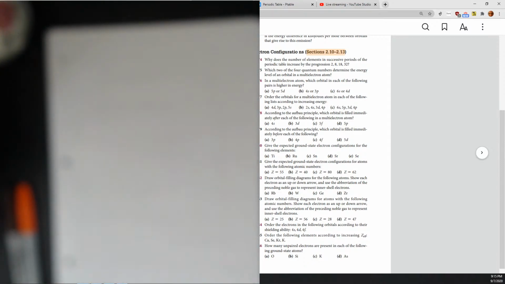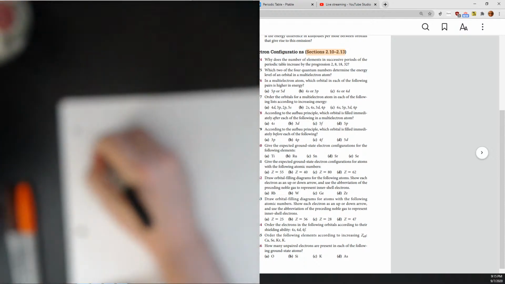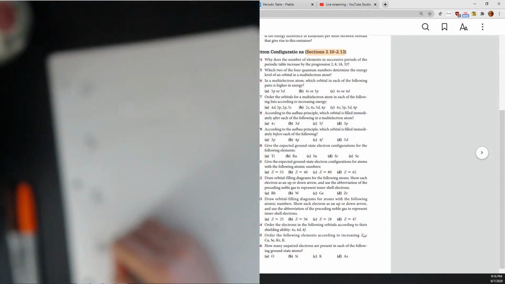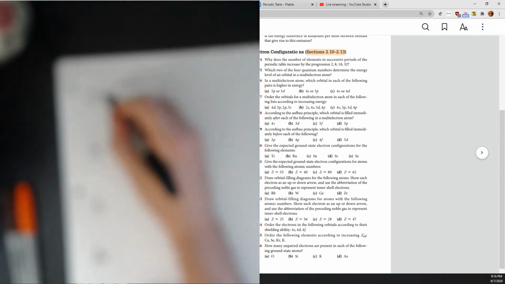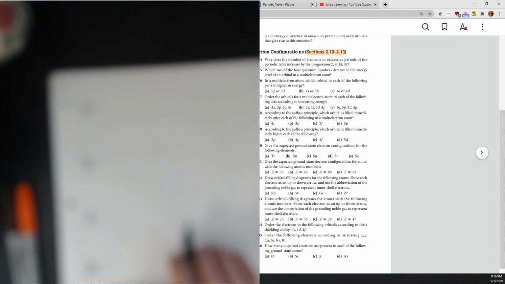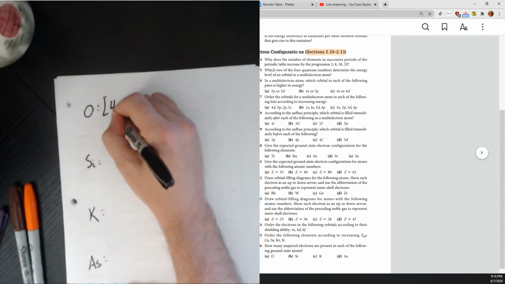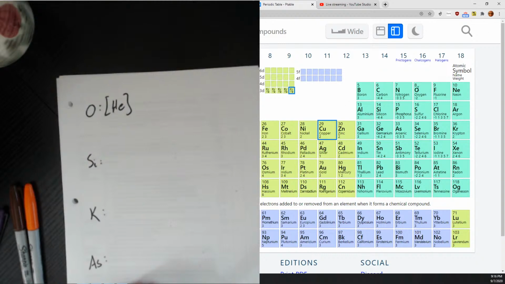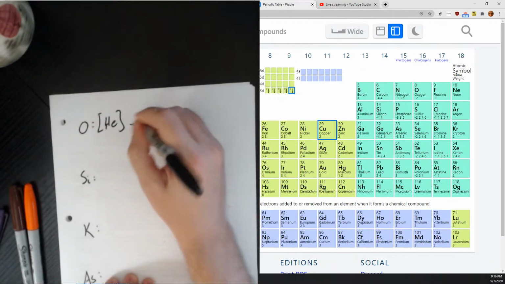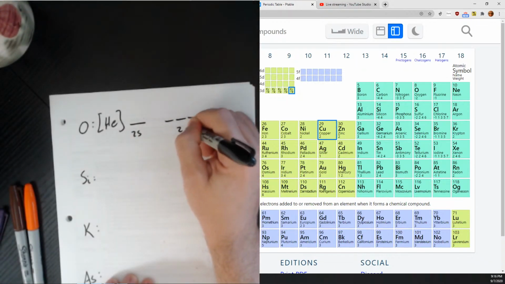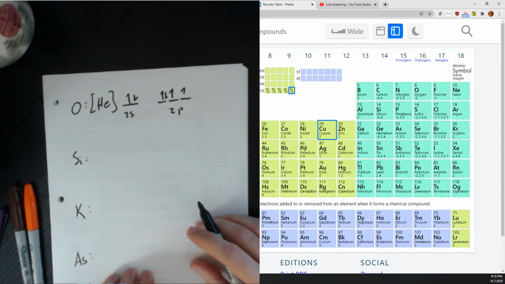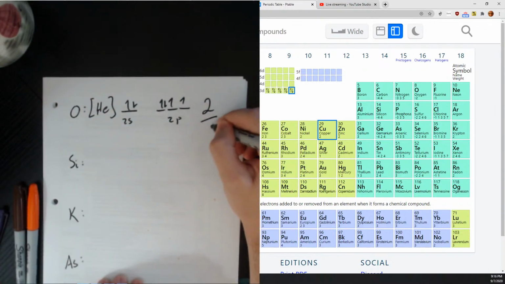Okay, so oxygen, silicon, potassium, arsenic. Okay, oxygen, previous noble gas is helium. And you can see him over here in the P block, second row, fourth column. So, one, two, three, and four. So oxygen has 2 unpaired electrons. That's the answer they're looking for.